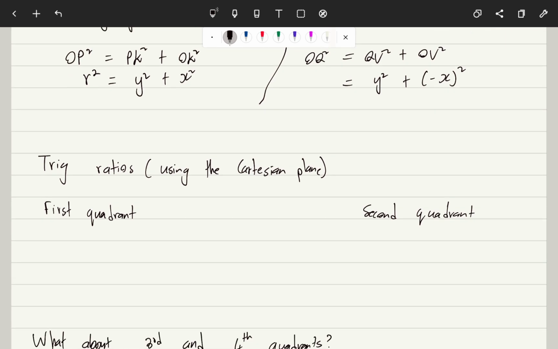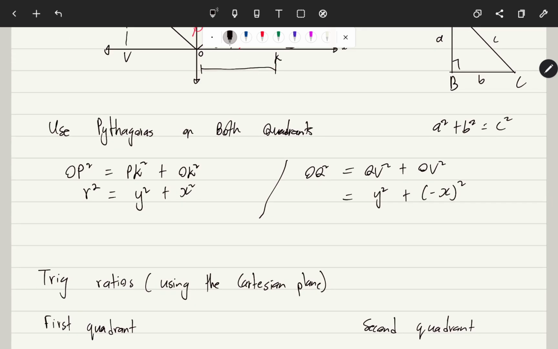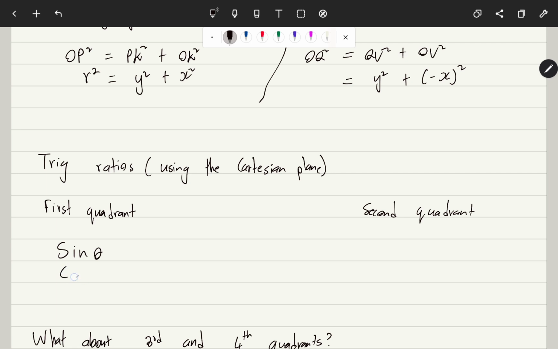Also, with the Cartesian plane we dealt with things called trig ratios. That's your sine, cosine, and tangent. So we will go again for the first quadrant. Say we have sine theta, cos theta, and tan theta. Now remember we had this thing called SOHCAHTOA.